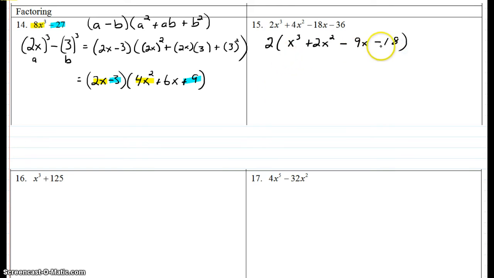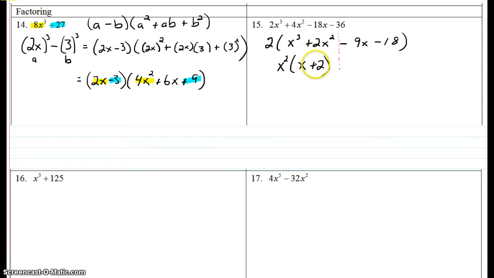And so since we have 4 terms, we're going to try factoring by grouping. So cut it in half. And look, what do x cubed and 2x squared have in common? And so I can take an x squared out, and I'm left with x plus 2.